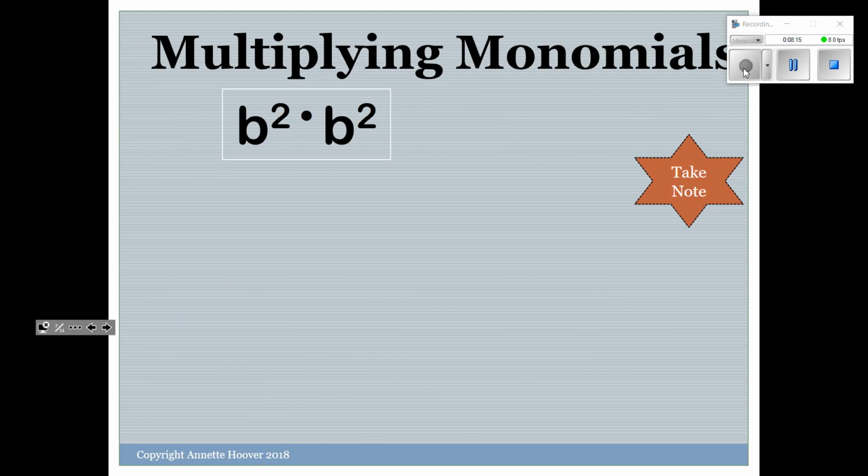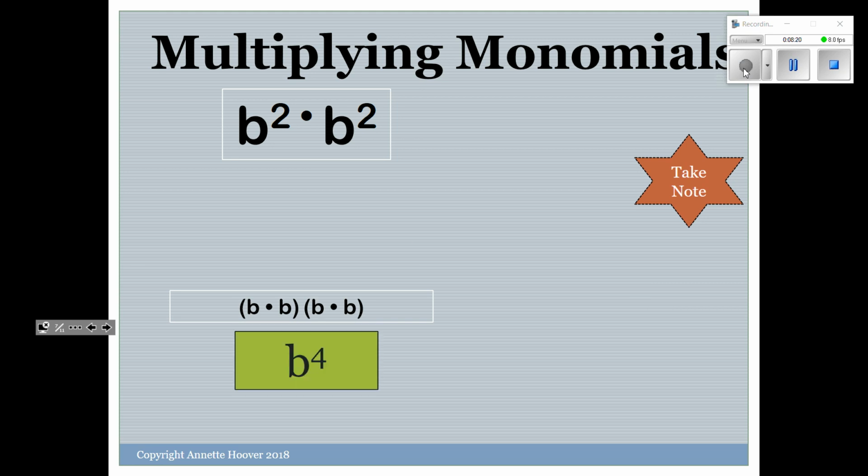So what do you think this would be? B squared times B squared. B to the fourth power.